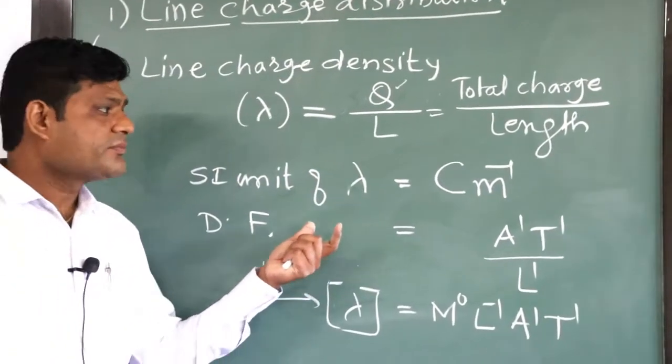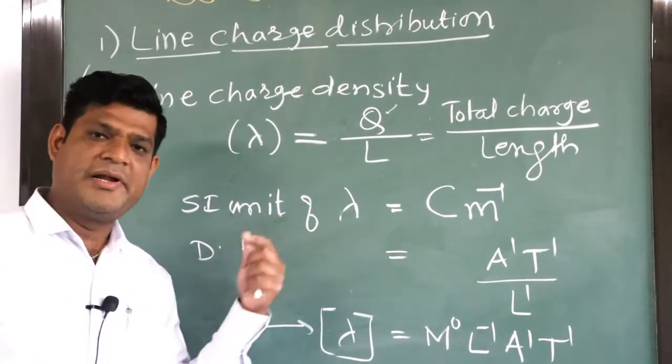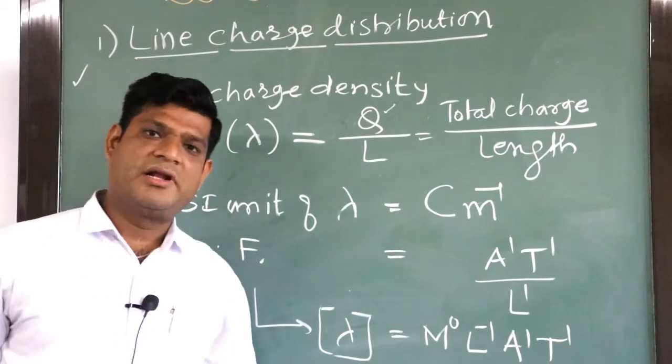There may be an MCQ. What is the SI unit of line charge density? What is the SI unit of lambda? What is the dimensional formula for lambda?